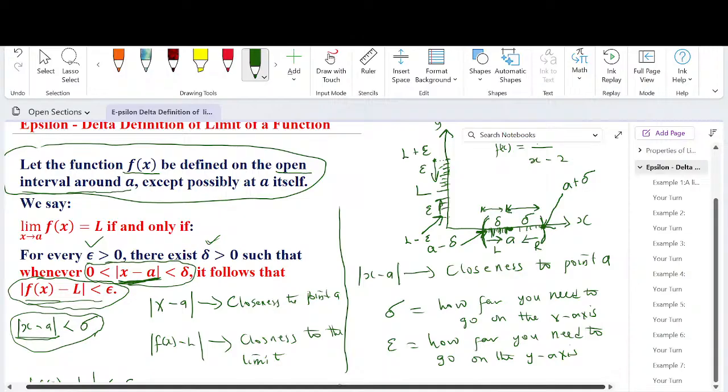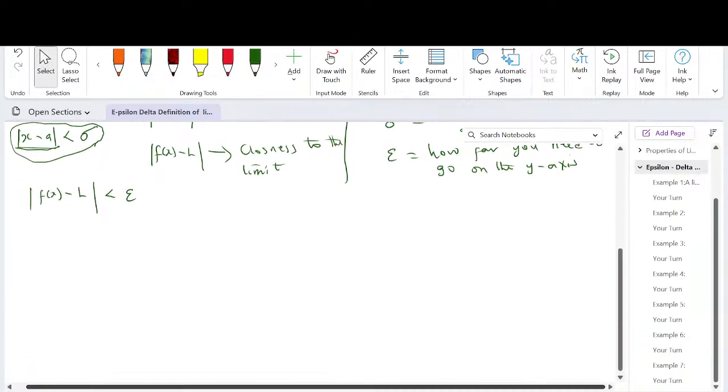From this explanation, you can say that what the last two statements of this definition are saying is: tell me how close you need to be to the limit, then I will tell you how close you must be to the given point. I don't know if you are getting my point. So what these two statements say, I can write it later here.